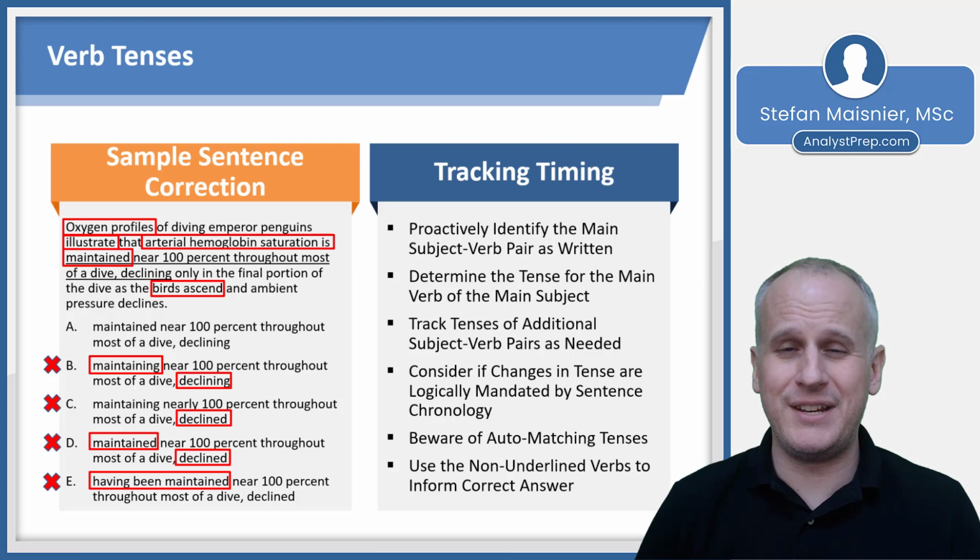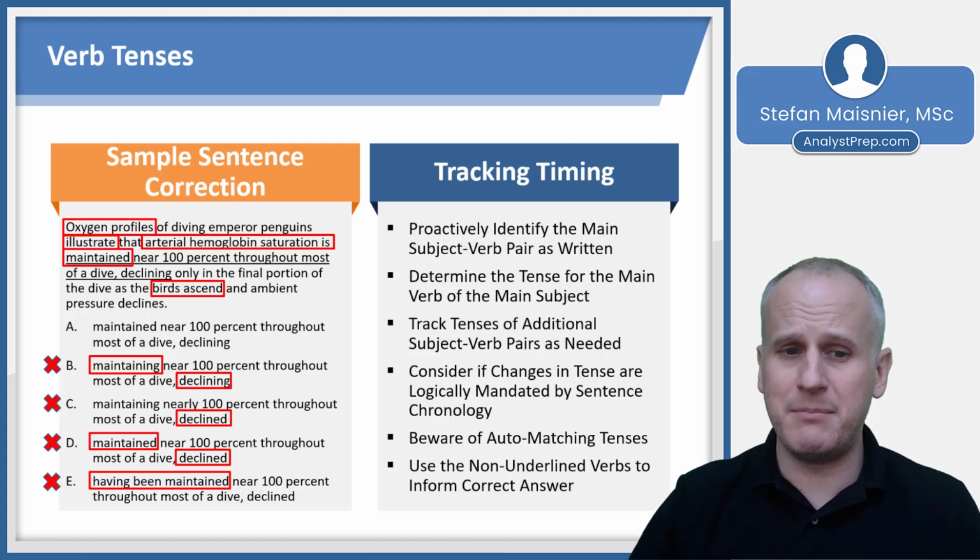And we just want to read our original sentence once more to confirm that it captured a logical meaning at the outset. Oxygen profiles of diving emperor penguins illustrate that arterial hemoglobin saturation is maintained near 100% throughout most of a dive, declining only in the final portion of the dive as the birds ascend and ambient pressure declines. Seems to make sense to me, and we'd happily select choice A.